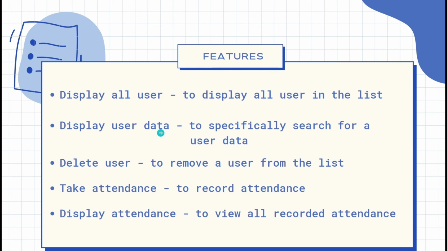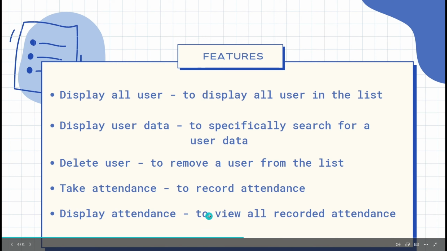Next is about delete function. It works exactly as it sounds like. It is a function to remove any name or data from the list. It works by searching the information of the user from the list and delete it directly from the list. Next is our main purpose of the system, is take attendance function. This function performs an attendance recording task by display the name from the list to check whether the person is present or absent.